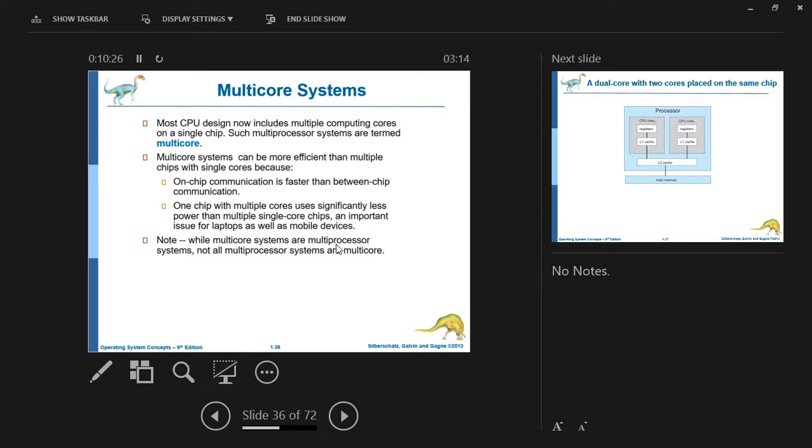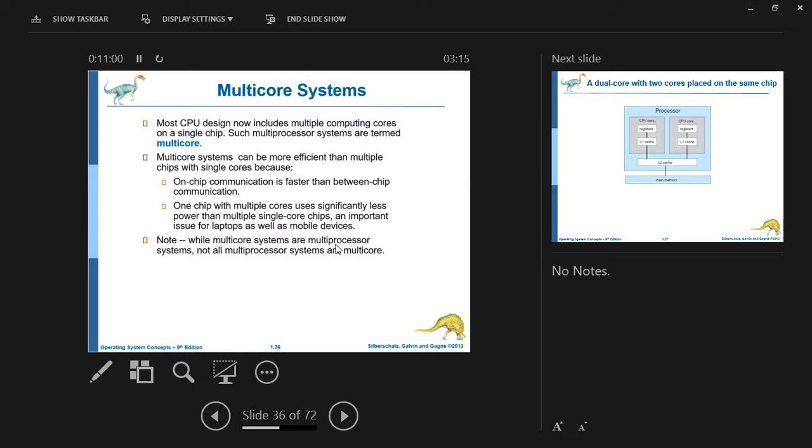So now, after multi-processing, you got multi-core systems, right? Multi-core systems are advantageous compared to a multi-processing operating system, because multi-processing systems are quite expensive, of course. Most CPU designs now include multiple computing cores on a single chip. Such multiprocessor systems are termed multi-core. A multi-core system can be more efficient than multiple chips with a single core, because on-chip communication is faster than between-chip communication.